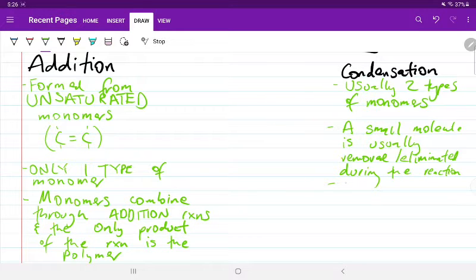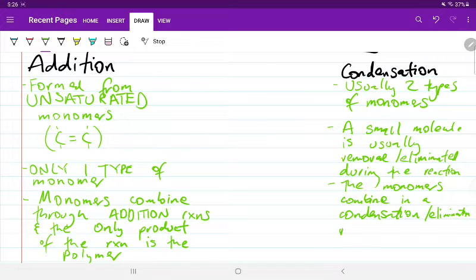Condensation reactions, the monomers combine in a condensation or elimination reaction, and multiple products are formed. Multiple products in the sense that the polymer is not the only thing that is produced.